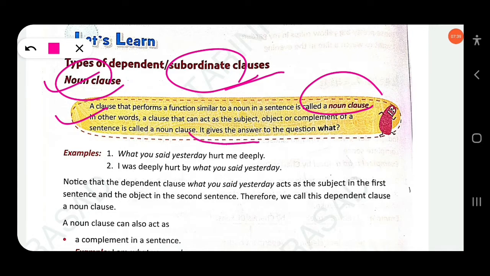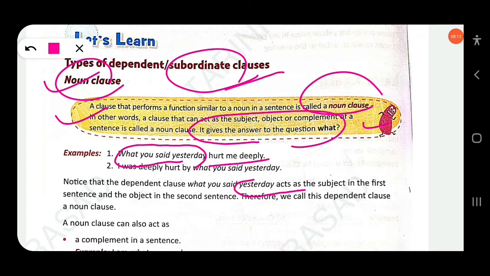It gives the answer to the question what. Take an example: What you said yesterday hurt me deeply. Here the noun clause is what you said yesterday. Similarly, I was deeply hurt by what you said yesterday. Notice that the dependent clause what you said yesterday acts as the subject. What hurt me deeply? If you want to know the subject in a sentence, you have to ask the question who or what. What hurt me? What you said yesterday.